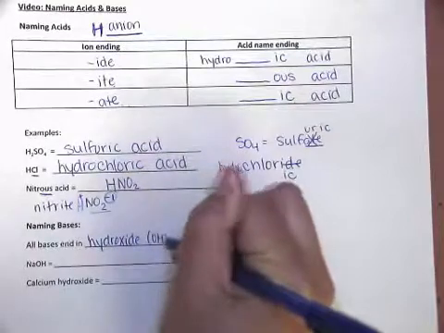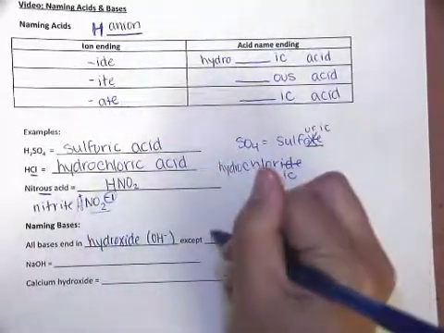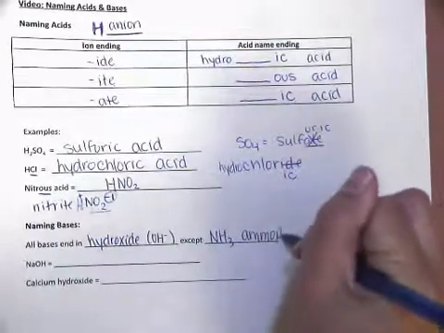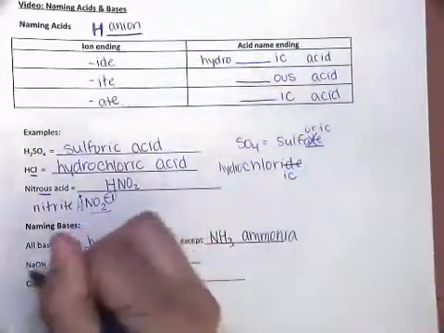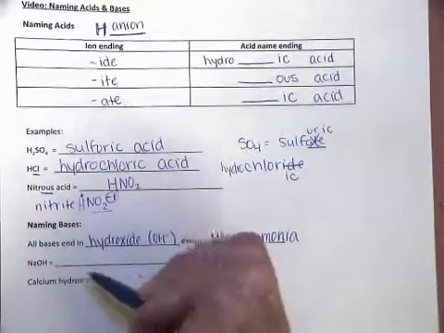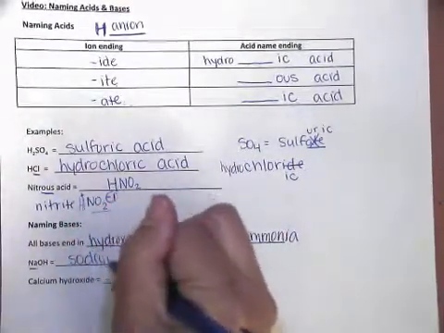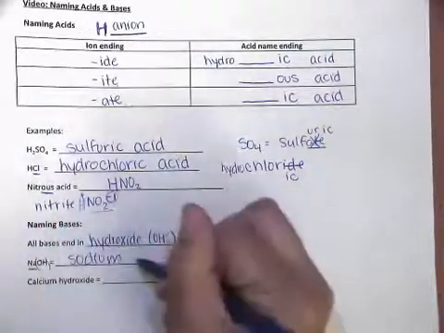Naming bases, well, remember that all bases end in hydroxide, which is the OH negative ion, except for NH3, which is ammonia. So to name this, it's just a regular ionic compound. Na is sodium, and then my OH is my hydroxide.